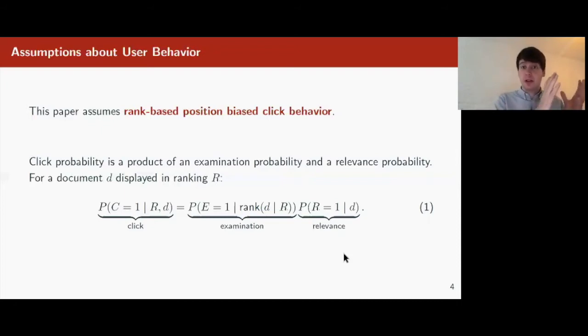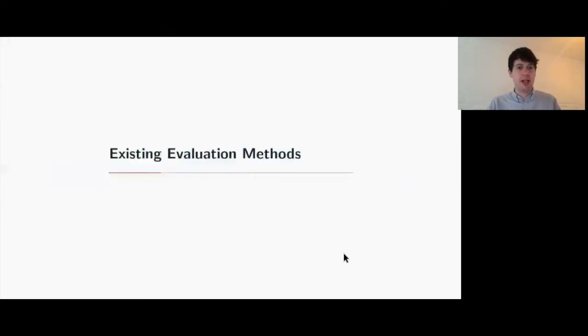So the assumption is basically that a click means someone examined a document and thinks it's relevant, and whether someone examined it or not only depends on the rank at which you display a document. This is a very common assumption in counterfactual learning to rank and also in a lot of click model work. You can see it as the most basic form of position bias.